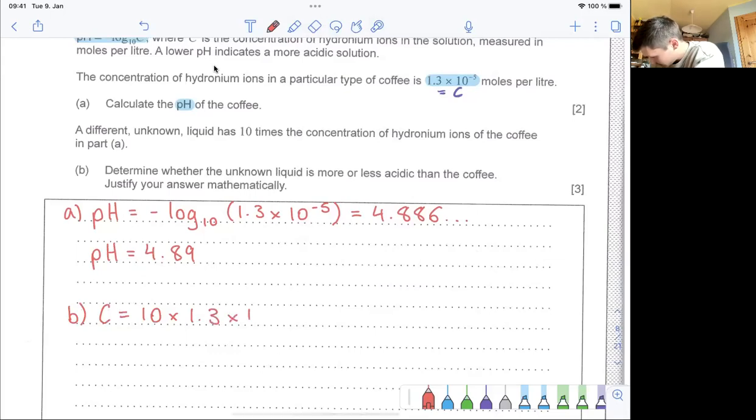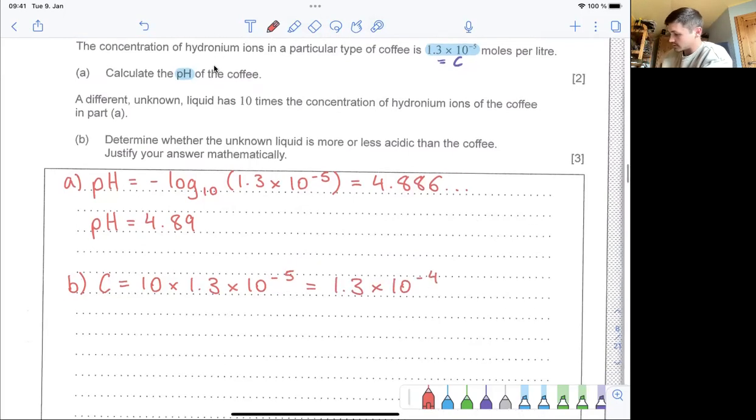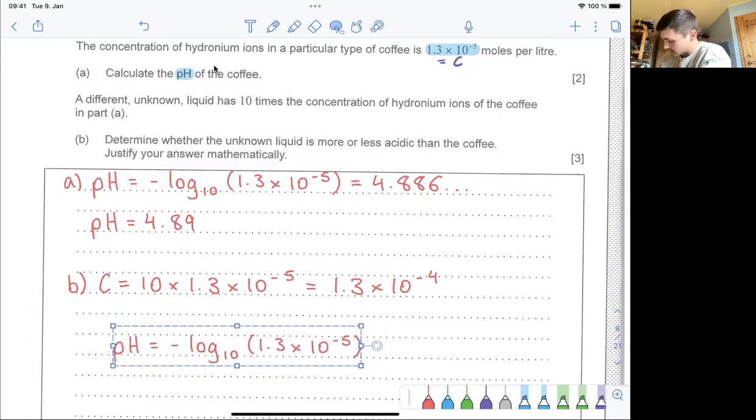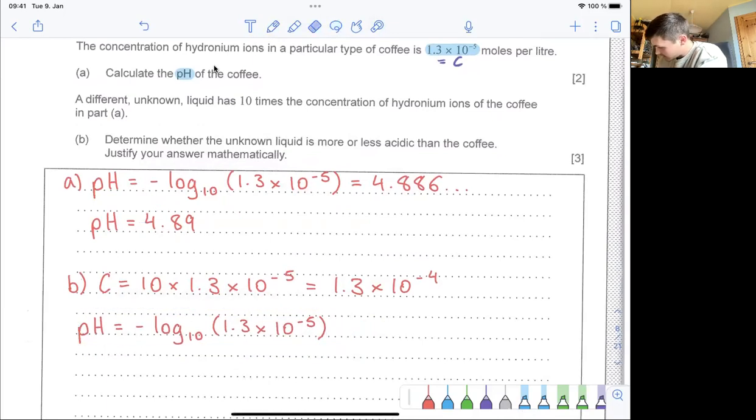1.3 times 10 to the power of -5. Now, you could probably figure out that that would just change this power here to being -4, which we can do. So 1.3 times 10 to the power of -4. And then we'll just lob that into our calculator and we'll find what the acidity will be. So I'm just going to copy this down here, change this 5 to a 4. Alternatively, you would have been absolutely fine just using this expression here. I just wanted to show you what would happen.